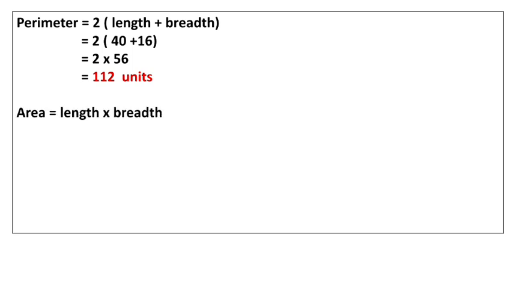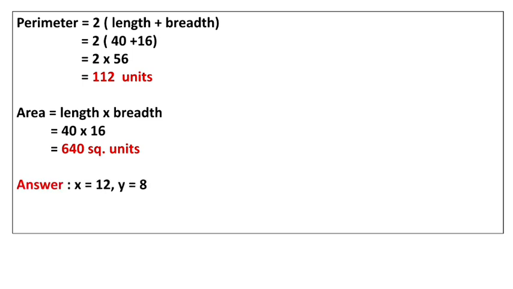Now for the area we will use length into breadth. So length is 40 and breadth is 16. If we multiply both we get 640 square units. For area we use square. Answer: x value is 12 and y value is 8. Perimeter is 112 units and the area is 640 square units.